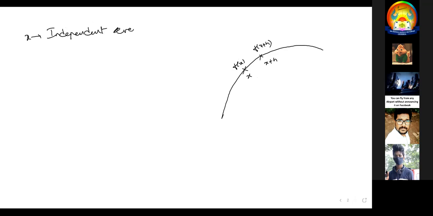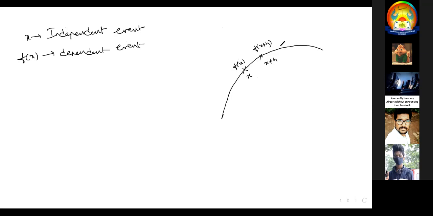Mathematically, how will we say? This is the curve, suppose, and here it is x, and here it is x plus h. When it is x, its functional value is f of x, meaning its light beam is f of x. When it is here, this light beam is f of x plus h. So x is the independent event. f of x is the dependent event. There are two things, x and f of x.